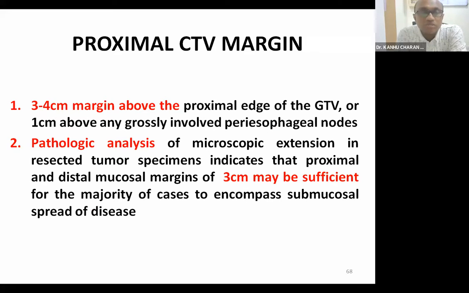Proximal CTV margin is 3 to 4 centimeter above the GTV, and 1 centimeter above the gross limb periphyseal node. Pathologic analysis of microscopic extension in resected tumor specimens indicates that proximal and distal mucosal margins of 3 centimeter may be sufficient for the majority of cases to cover the submucosal spread. So pathologically, a 3 centimeter margin above and below the GTV is sufficient to take care of the submucosal spread.